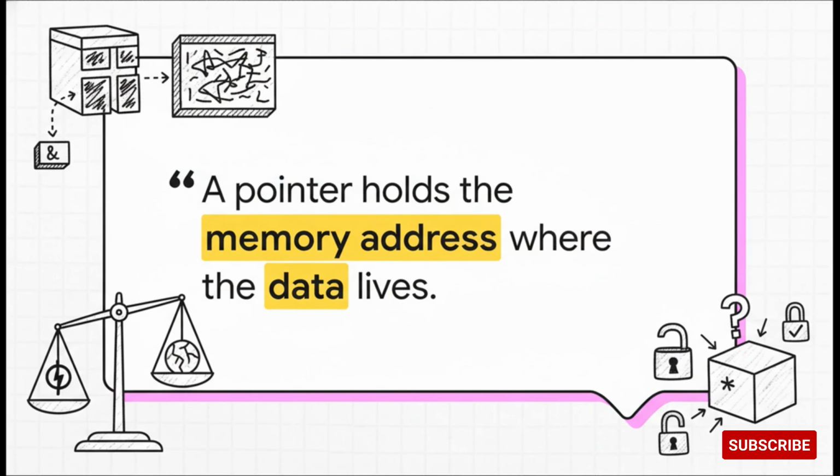So the key takeaway is exactly this. A pointer holds an address, not a value. Now, this gives you a ton of control and power over your memory, but it also means you have to be really, really careful. Always make sure your pointers are actually pointing to something valid.